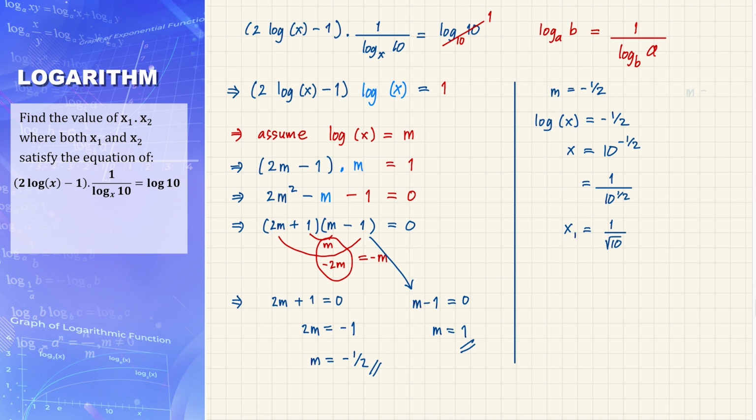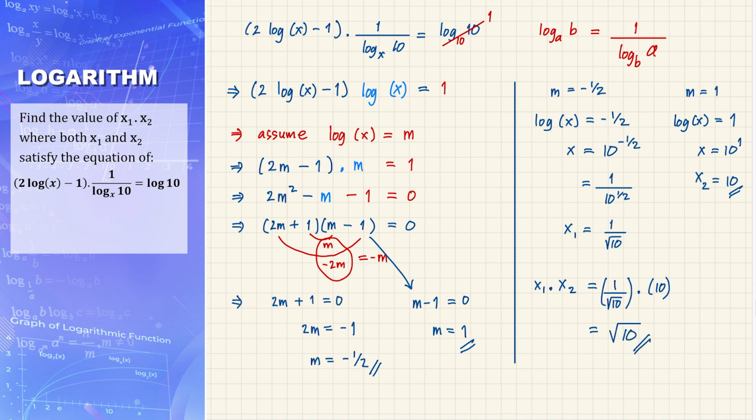For the second, m equals 1. It means that log x equals 1. We can write it as x equals 10 to the power of 1, or equals 10, which we denoted as x2. After we get the values of x1 and x2, we can answer the question, the product of x1 and x2, which is 1 over the square root of 10 multiplied by 10. And finally, the result is the square root of 10.